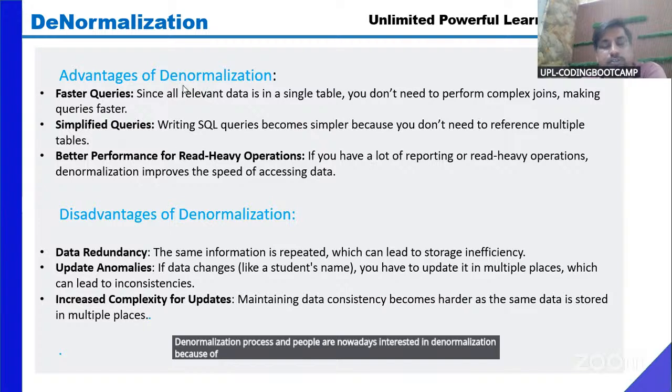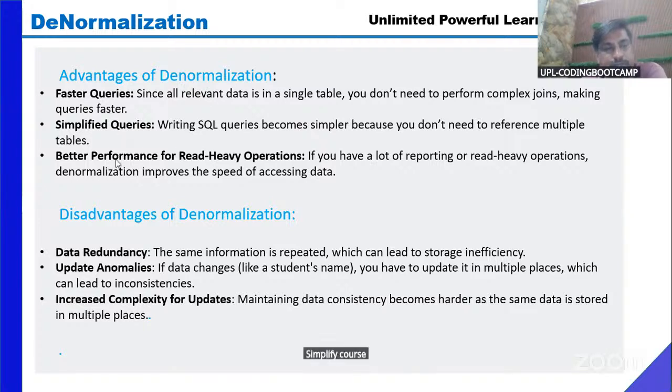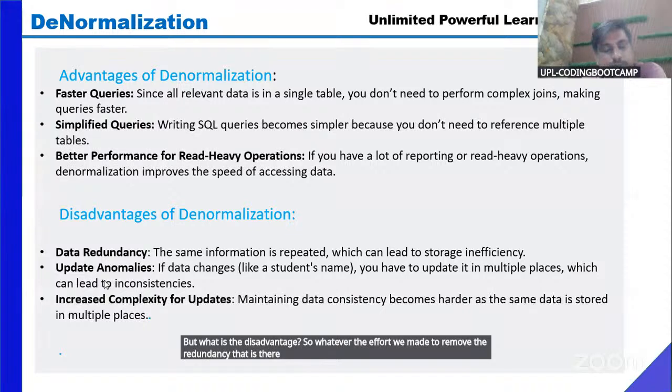What is the advantage of denormalization? Faster queries, and simplified queries you can write. Better performance for read-heavy operations. But what is the disadvantage? Whatever effort we made to remove the redundancy, anomalies may lead to a problem, and also sometimes managing the data may lead to a lot of problems. These are the technical problems we have as a part of denormalization.